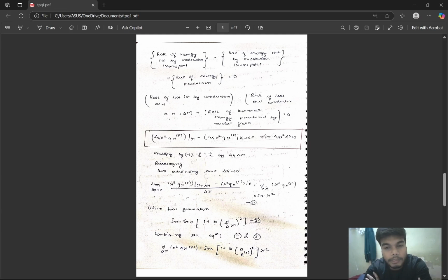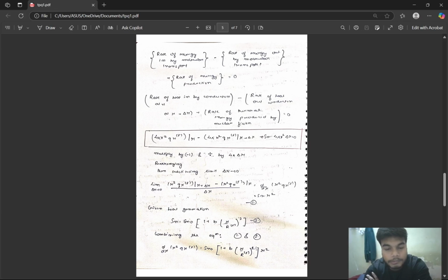Now rate of thermal energy produced by nuclear fission will be given by S_n into volume, where volume can be written as 4 pi r square delta r. Now by multiplying by minus 1 and dividing by 4 pi delta r, we will get the equation as r square q_r of F at r plus delta r minus r square q_r of F at r, upon delta r, is equal to d upon dr of r square q_r of F. We can assume the limit delta r tends to 0 for easy calculation.